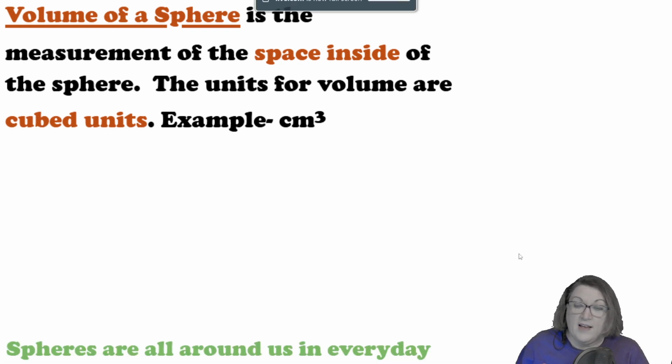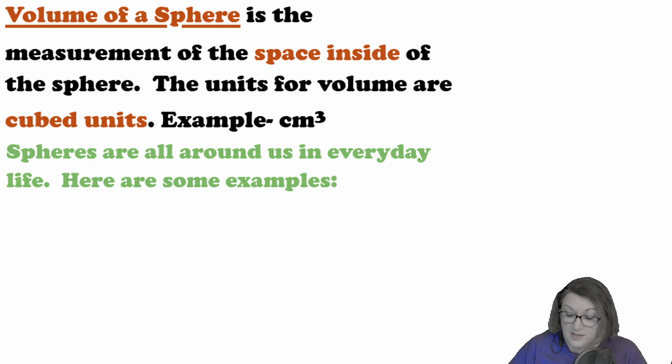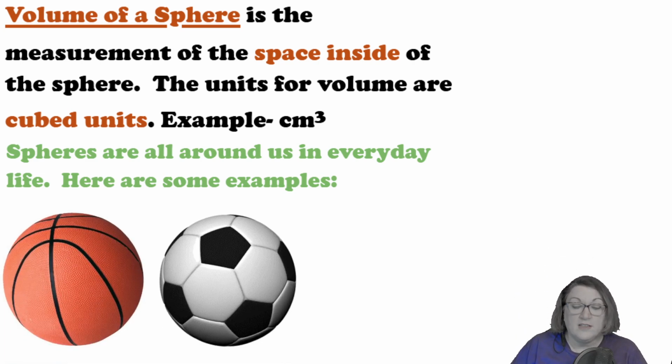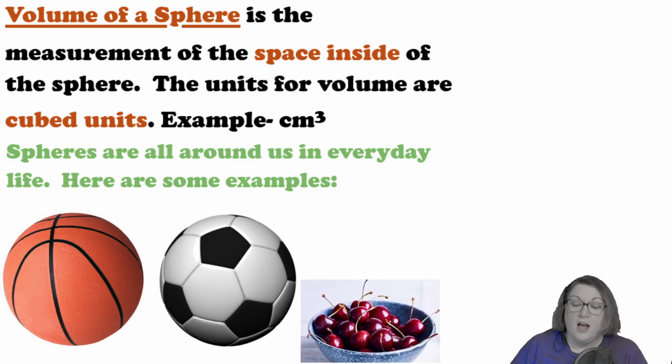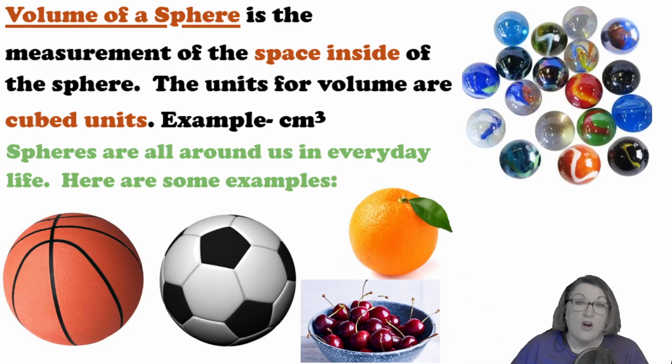And as far as real world examples, they're all around us. Here are some examples, like a basketball or any kind of sports ball, like a soccer ball, tennis ball, baseball. They're all spherical shaped. Cherries, oranges, there's some foods that are spheres, as well as marbles. That's a good one. So when you're looking around your world, you'll find spheres all over the place.